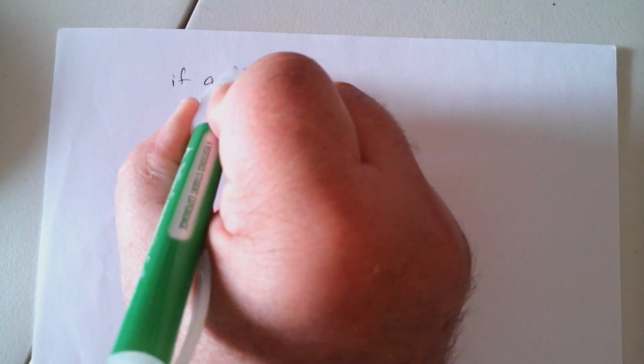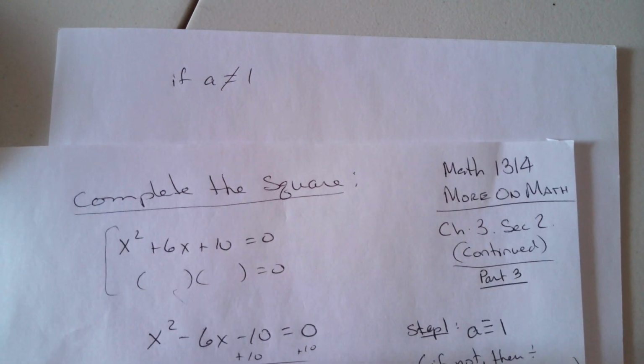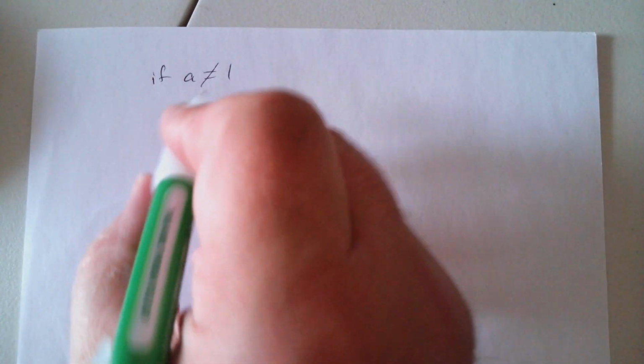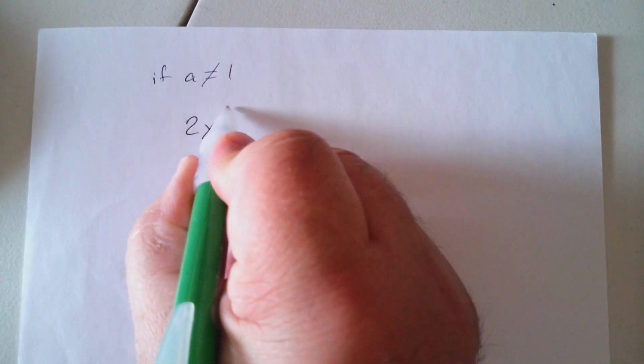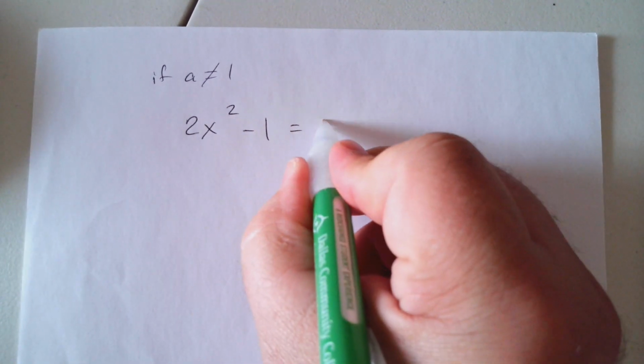Let's do some with numbers out in front. Because now we may be forced to work with fractions if a does not equal 1. Well, I guess I could start off that way back there too. So if a equals 1, do this method. Yeah, so we'll call this if a equals 1. That's also why I put the very first step is a must equal 1. 2x squared minus 1 equals 3x.